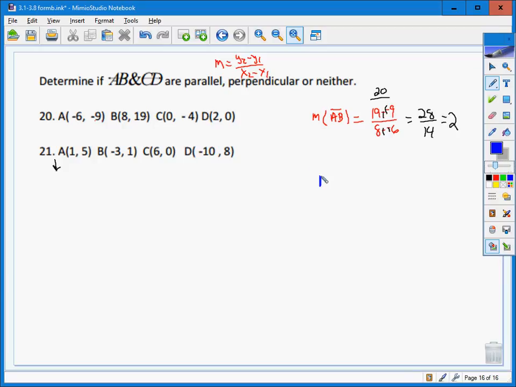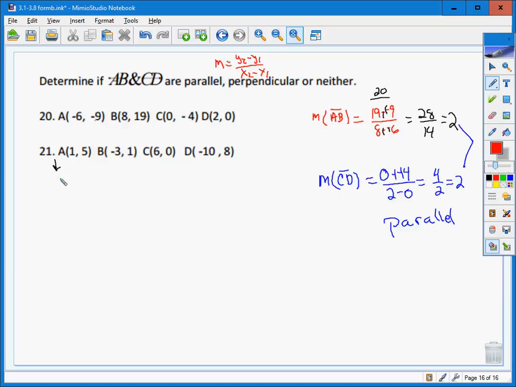Now I'm going to find the slope of segment CD. y2 minus y1, 0 minus a -4. x2 minus x1, 2 minus 0. Minus a negative changes into a positive. This would be 4 over 2, which is 2. Because these two slopes are in fact identical, these would be parallel to each other.